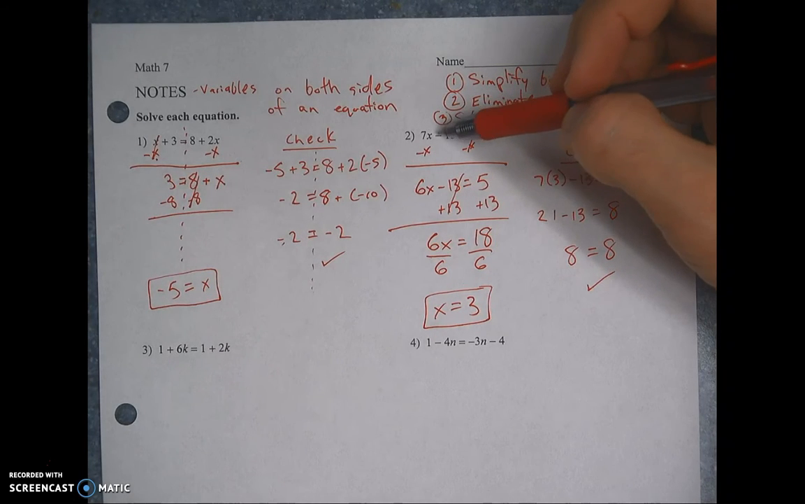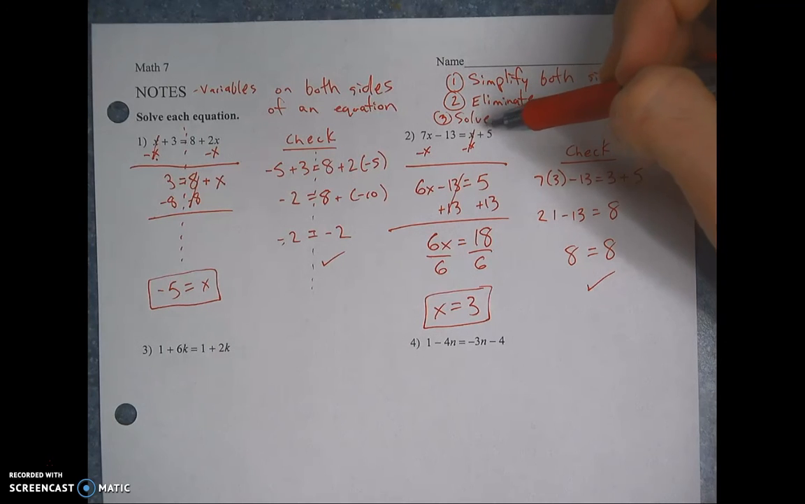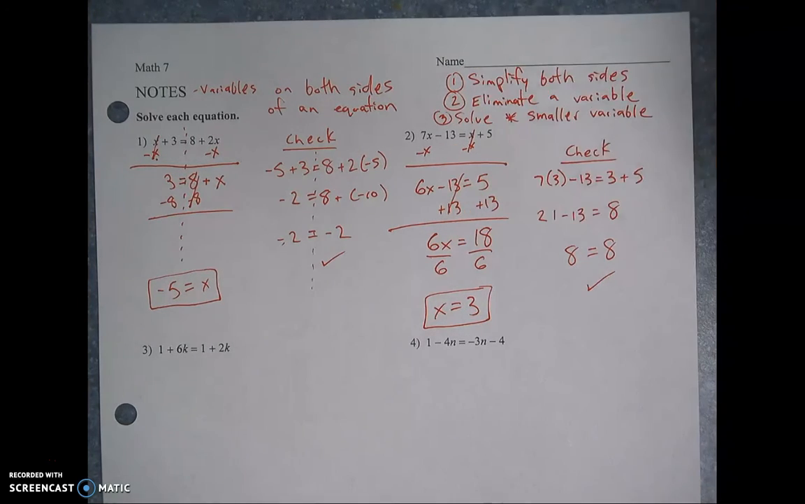So 7 times 3 minus 13 is the same as 3 plus 5. They are equal to each other. Plug any other number in there and it is not going to be true. 3 is the only correct answer.